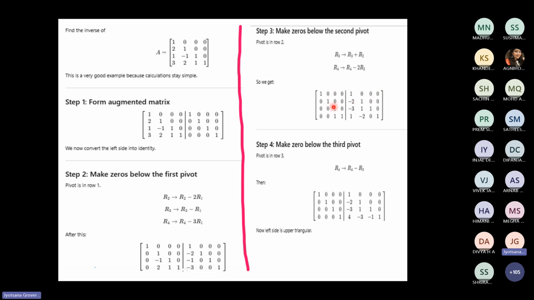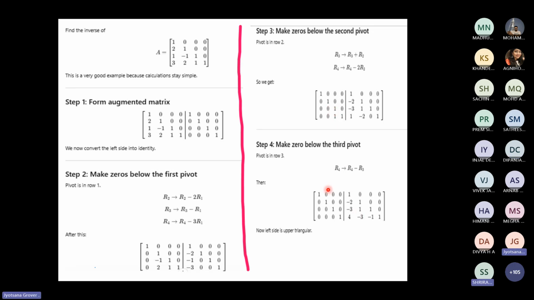Now come to row 3. Row 3 leading entry is this. The entry below this leading entry should be 0. How will you do this? Since we are looking at the row 3 leading entry, you have to do the row elementary operations involving row 3. So it will be R4 is R4 minus R3.